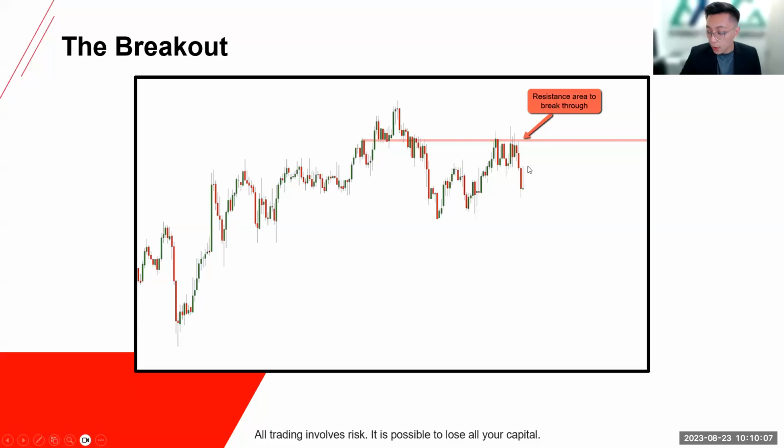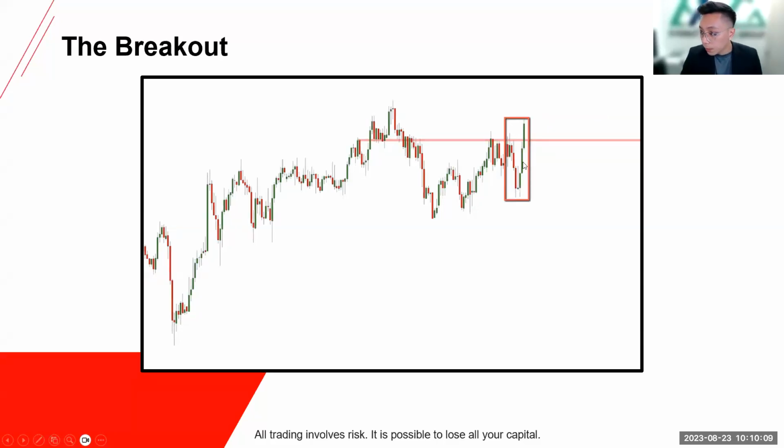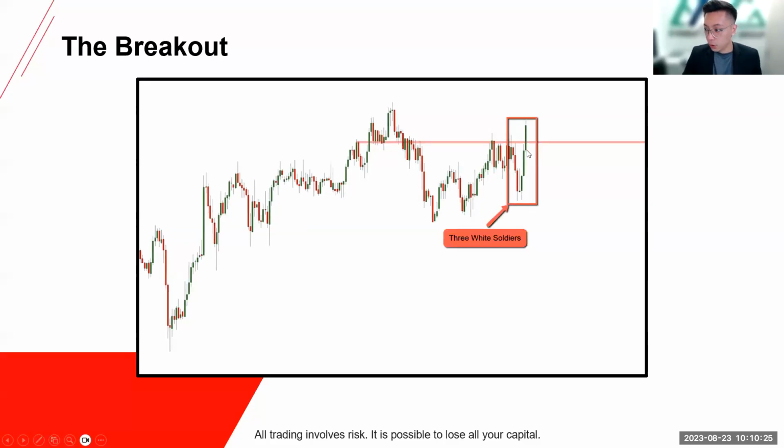So next, we can see that immediately it broke through after this candlestick formation was formed, and there's what we call a three white soldiers. So these three bullish candles over here. Yep, see, three white soldiers.